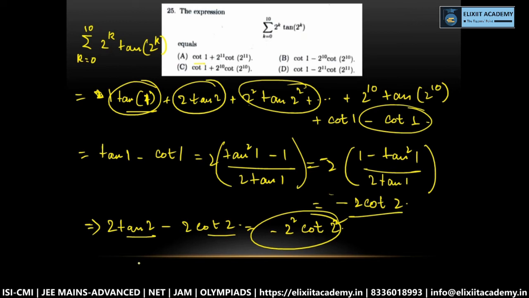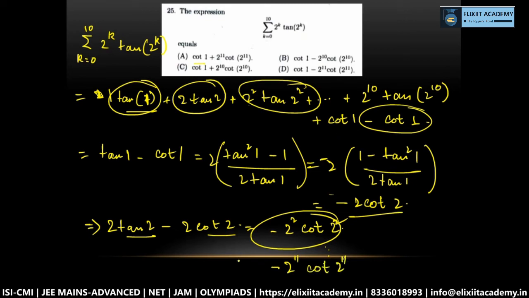So basically, the last term will be what? If you go on in this manner, the last will be minus 2 to the power 11 cot 2 to the power 11. So for this you have minus of 2 cot 2. Similarly, you are having 2 square cot 2 square. Next will be minus 2 cube cot 2 cube, and so on. This will go up to minus 2 to the power 11 cot 2 to the power 11.